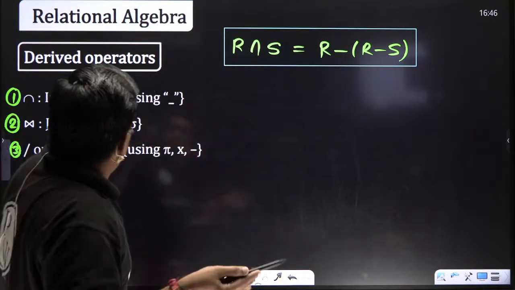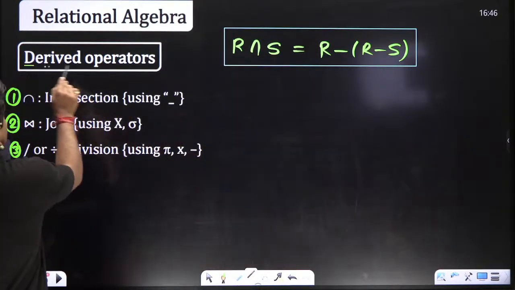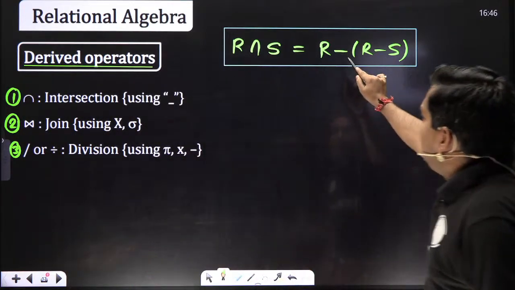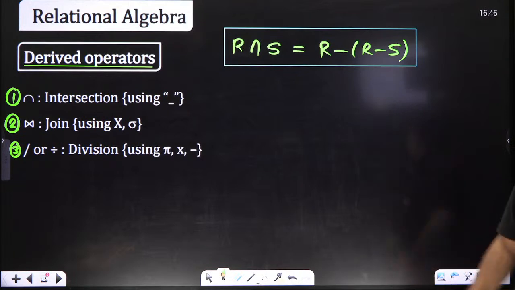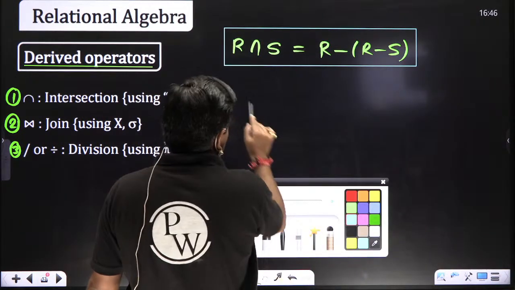That's why it is called derived operators, because they are implemented with the help of some other operators. Like here, they are using minus or set difference. Sir, please prove this one.